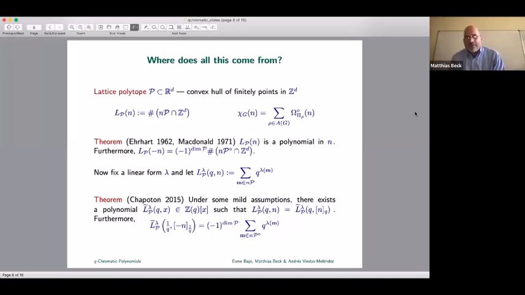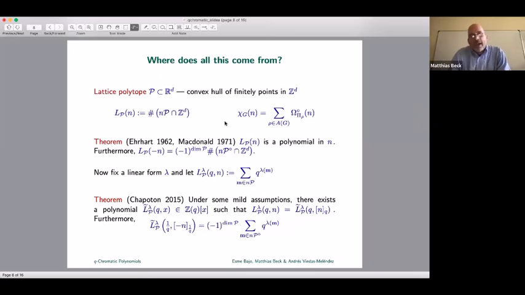So now, if you take the last two slides, throw them into a pot and stir a little while, you're going to get theorem number one. If we apply Chapoton's theorem to order polytopes and then sum over all acyclic orientations, you get these q-chromatic polynomials. So this is where the first structure comes from.